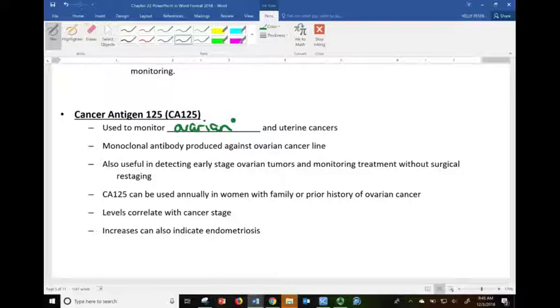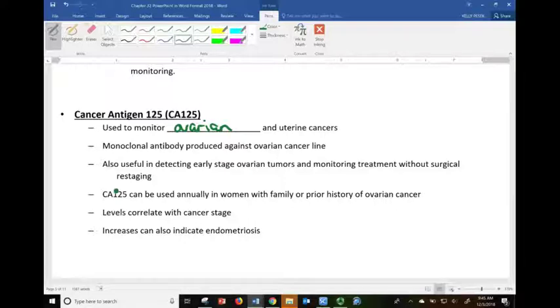CA-125 can be used annually in women with family or prior history of ovarian cancer. So it's not for everyone, but if you have a family history or you yourself have had ovarian cancer, then CA-125 can be used to kind of watch those people.